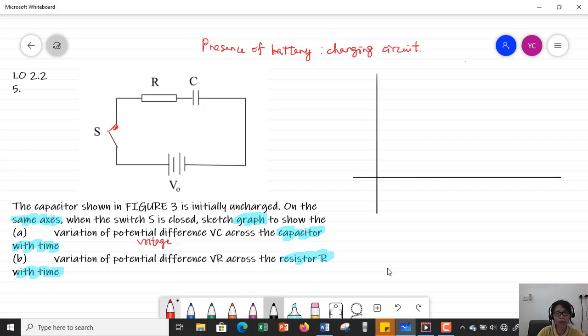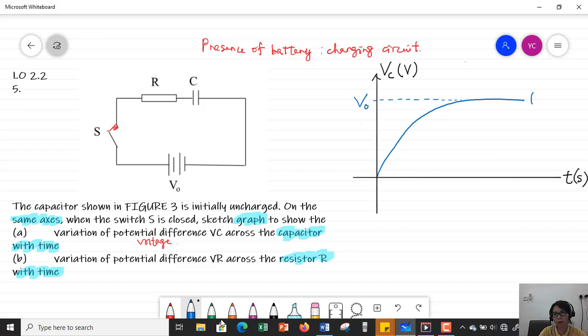So if this is a charging circuit, if I plot voltage across the capacitor against time, the time unit is second, and the voltage is V, potential difference, volt. The voltage across the capacitor will increase exponentially with time during the charging process. So this will be our graph. It will increase exponentially until it reaches a maximum voltage when it is fully charged. When the capacitor is fully charged, the voltage across the capacitor is equal to the voltage of the battery. Okay, so this will be our answer for question A.